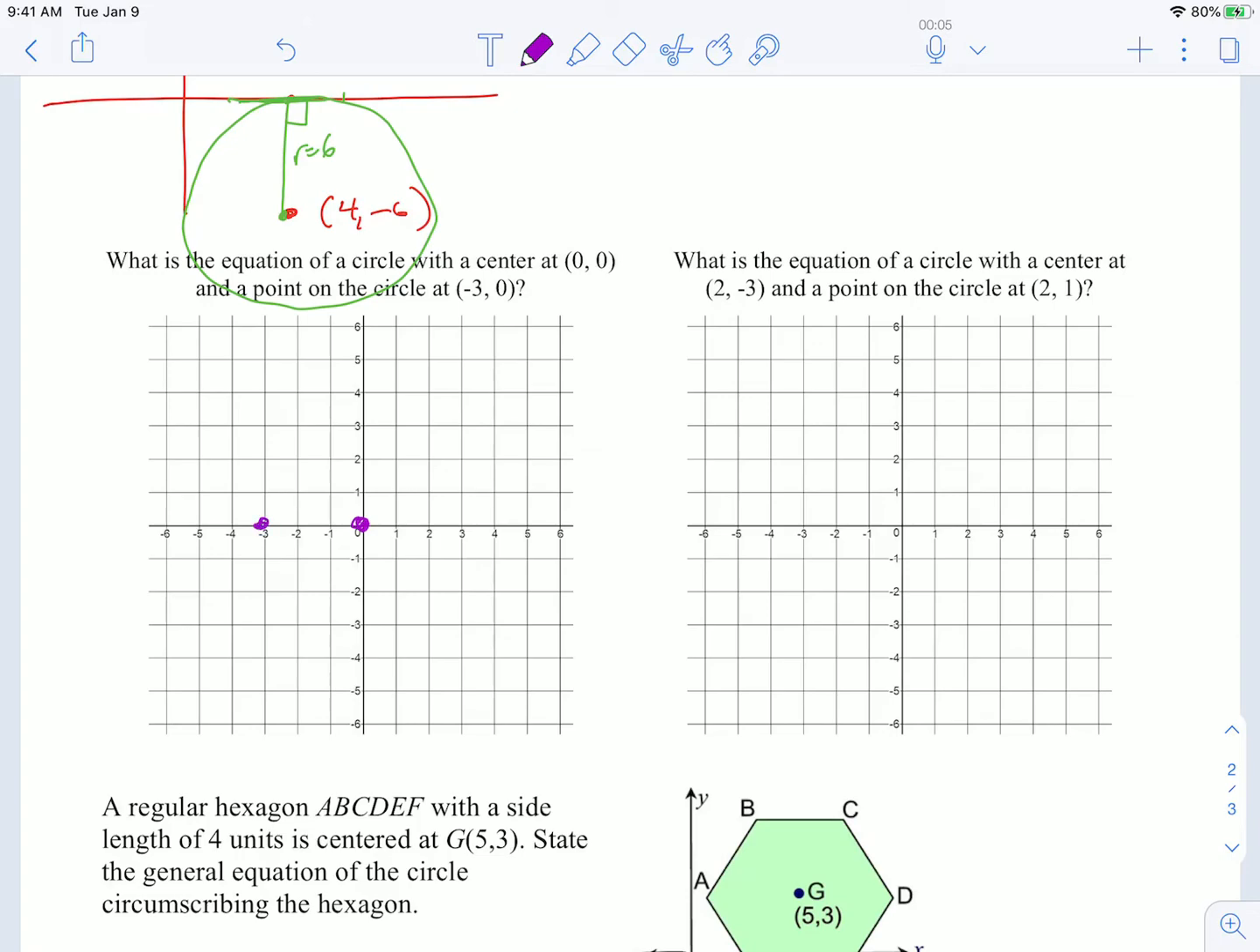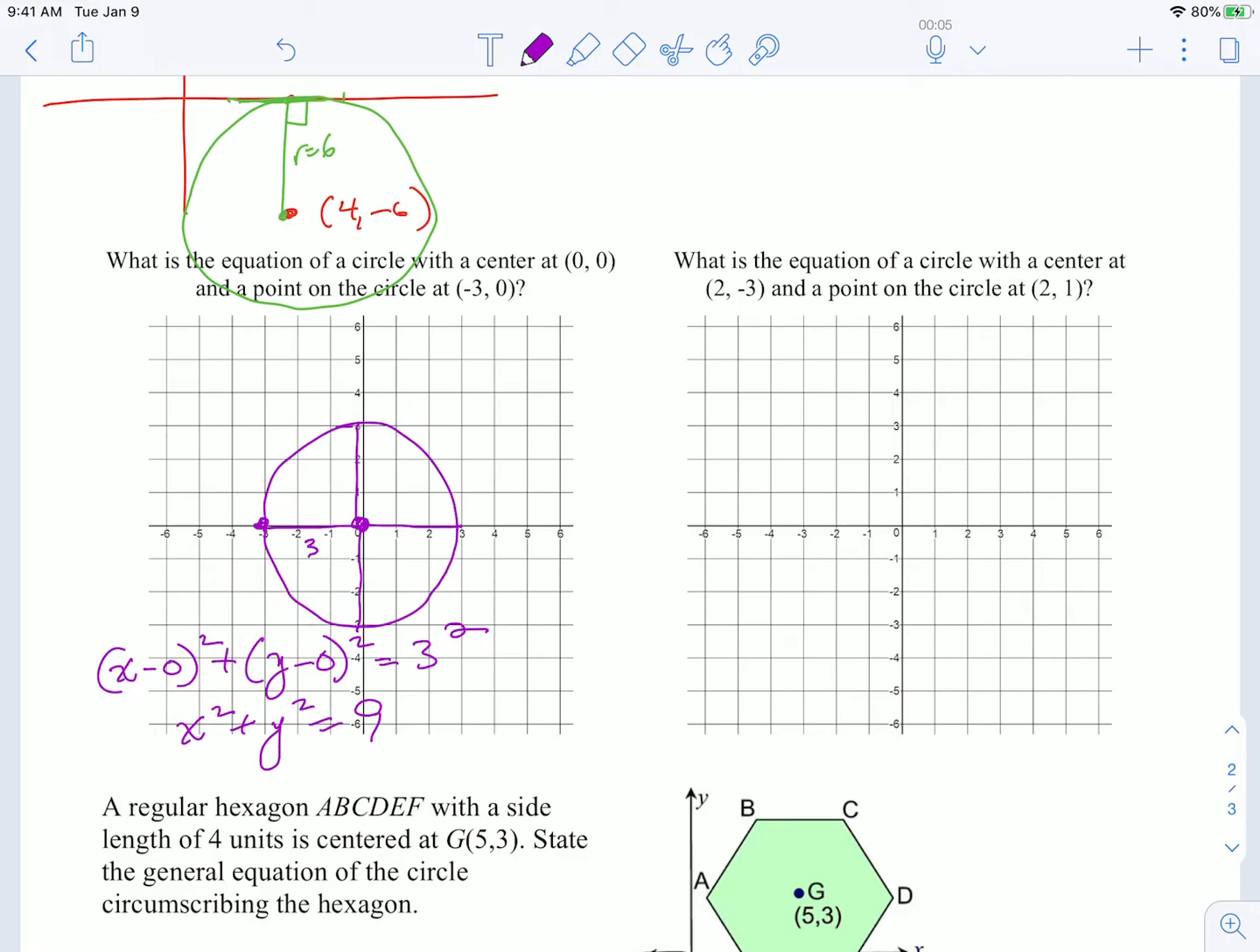So here's a point on the circle. So that means if that's a point on the circle, that radius is going to be 3. So I'm just going to kind of go out in all directions, 3 here. And so I know my circle is going to look something like that. Okay, and so the radius is 3, so the equation is going to be x minus 0 squared, y minus 0 squared equals 3 squared. Or we can shorten that up to look like that.